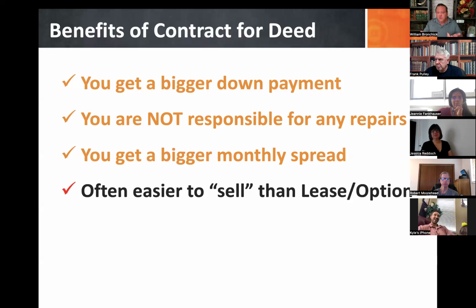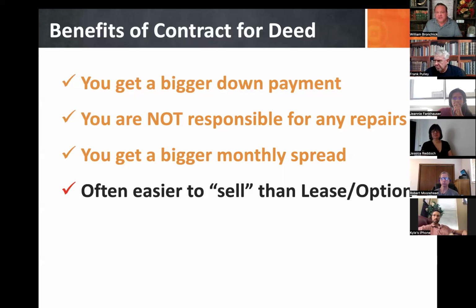It's often also easier, I found, to quote, sell. You're not really selling on a lease option, but to get a tenant buyer in, I found it's easier when you say, I'm offering the property for sale, owner will carry, no bank qualifying, and then someone comes in and gives me a down payment and makes the payments on the contract. I found that's a quicker sale than lease with option or rent to own.